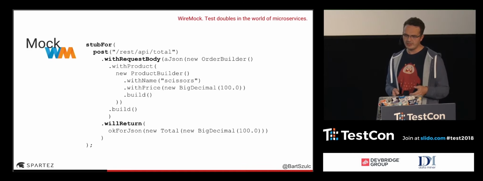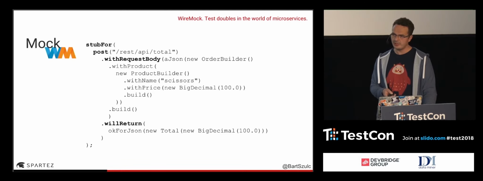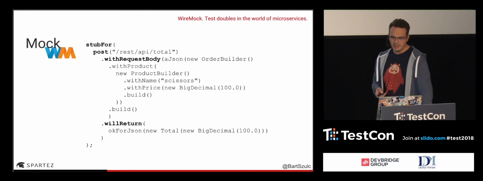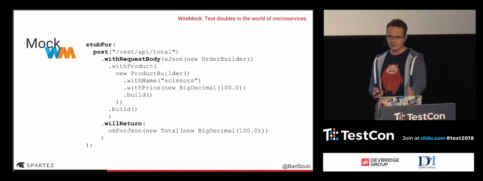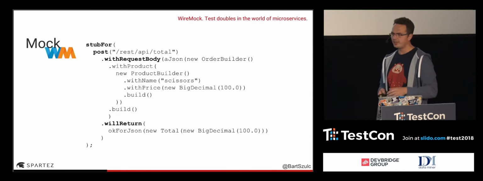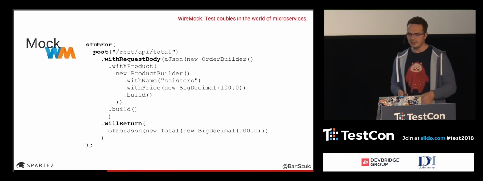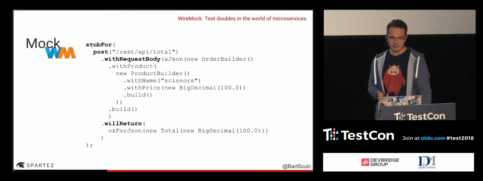Same as in previous slides, we use this stubFor static method. We specify the HTTP method and a path that Wiremock needs to double. But this time we are also specifying what's in the request, like what the body should contain. And if for some reason the body is not as specified here, Wiremock will not respond with what we put in the return method, right? So this is the big difference between stubbing and mocking.